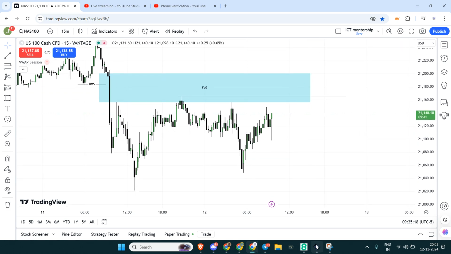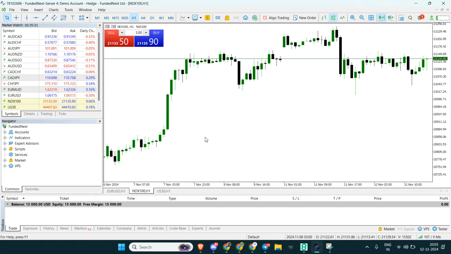And I have a funded Next account ready to be traded. It's just a 15K account, just a trial account, so I will be looking for trades there. Since it's a 15K account, I'll be risking a maximum of $150, or 1% of the capital. So we will not get it in 1%, so we'll be looking for 0.5 lots.